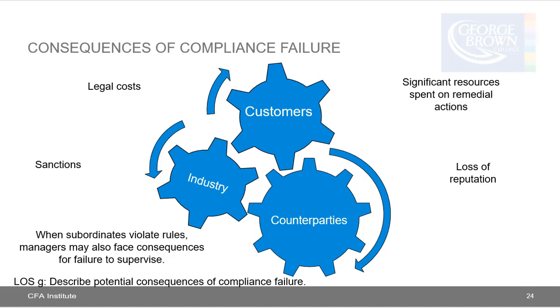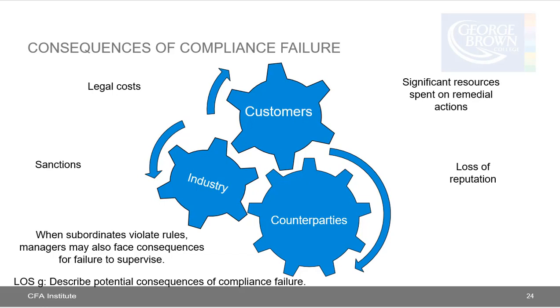So now we're down to the last learning outcome statement for this chapter. Learning outcome statement G is describe potential consequences of compliance failure. So failure to comply with regulations and policies and procedures can have significant consequences for employees, managers, customers, the company, the investment industry, and even the economy. When a regulatory action occurs, even if no formal charges are brought, the legal costs to individuals and firms involved in dealing with it can be high.